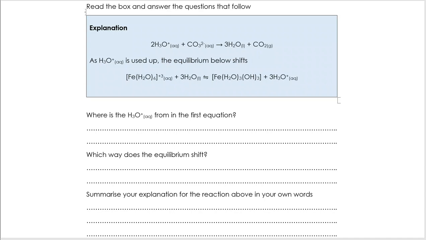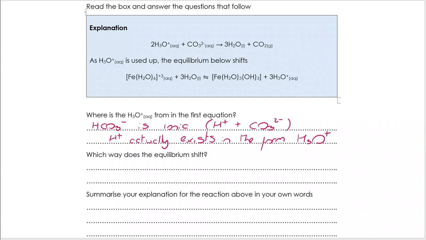So where is the H3O+ coming from in the first equation? Well, we know, as I've already said, HCO3- is a combination of H+ and CO3 2-, but we know that H+ ions don't really exist. That is going to be an H3O+ ion. The H+ is going to be combining with water. And that then allows us to see how the H3O+ and CO3 2- can break down to give us water and carbon dioxide, the effervescence that we would see, that we could bubble through lime water, that would go cloudy, proving the acidic nature of this complex.